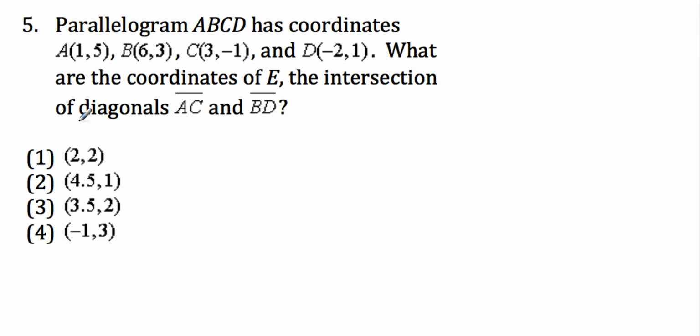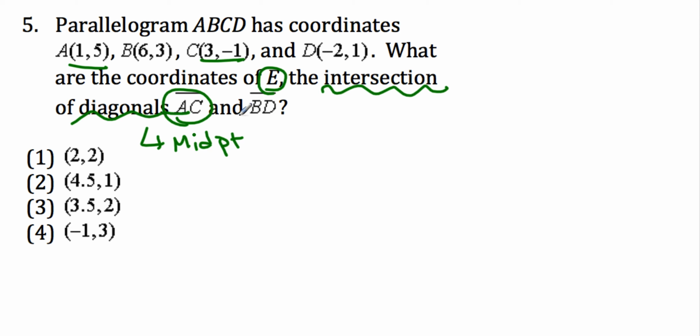Alright, number 5. A parallelogram ABCD has coordinates given as these. What are the coordinates of E, which is the intersection of diagonals? That simply means the midpoint. So the midpoint of AC, which will be these two values here, 1 comma 5, that means 1 plus 3 divided by 2 comma 5 plus negative 1 divided by 2.